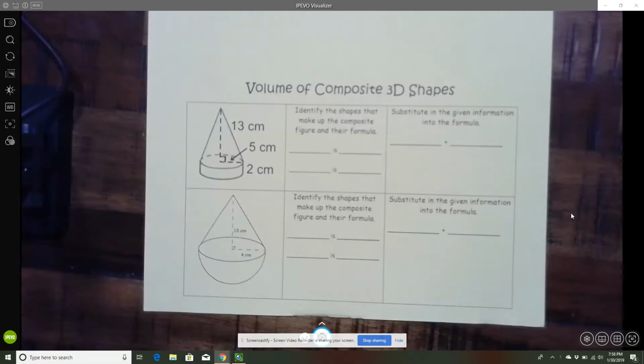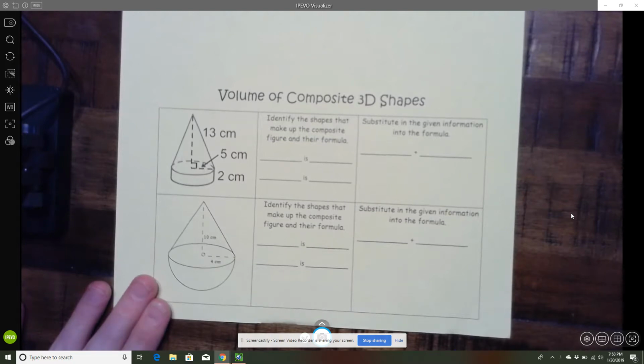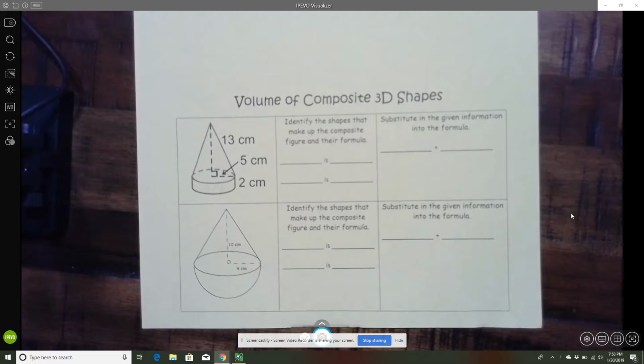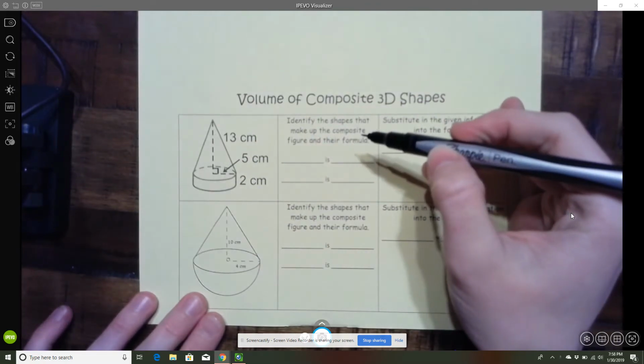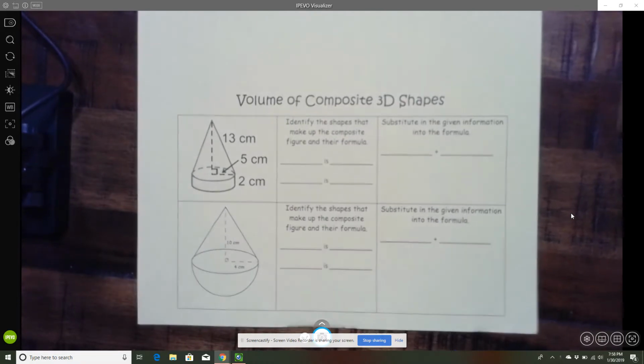Video is for volume of composite 3D shapes. Let's see if we can get it to straighten out. All right, so when you're finding the volume of these compound shapes, when you've got two different 3D shapes, what you want to do is identify the shapes that make up the composite figure and their formula.